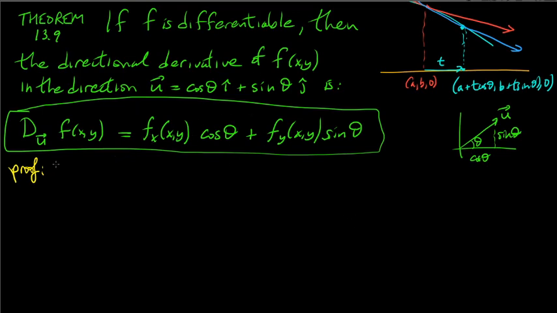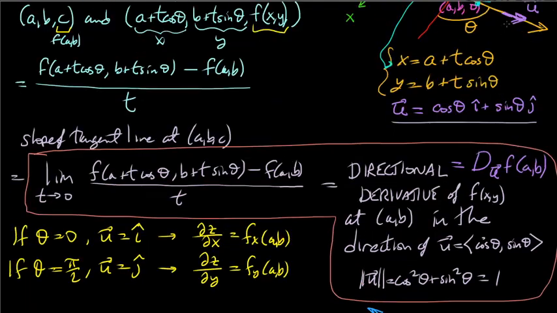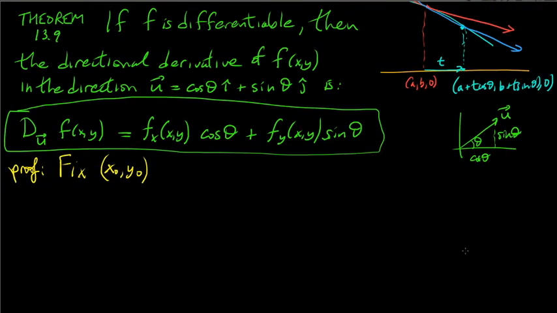So let's fix a specific point, and let's not call it a and b. Let's call it x naught and y naught. Then your unit vector u, well, you can still use cosine theta, sine theta. I guess what I want are the parametric equations of the line. Remember this orange line down here? So then, any given point on that line will have an x-coordinate of x naught plus t cosine theta, and y will be y naught plus t sine theta.